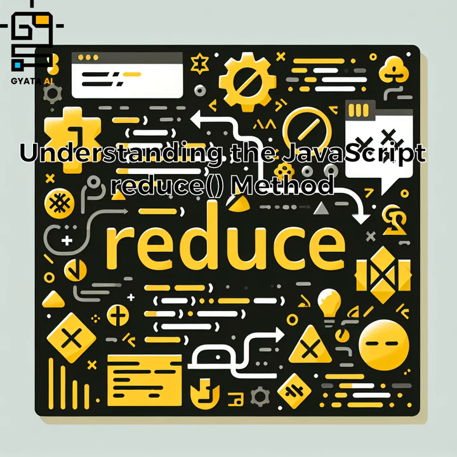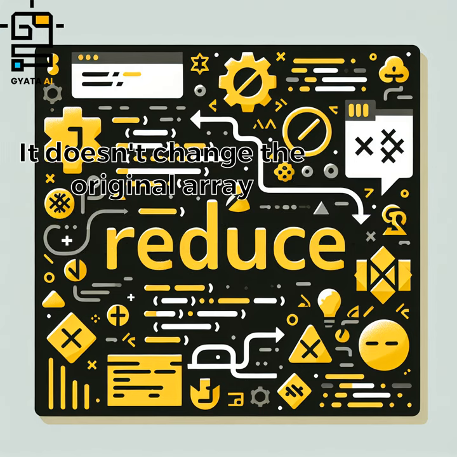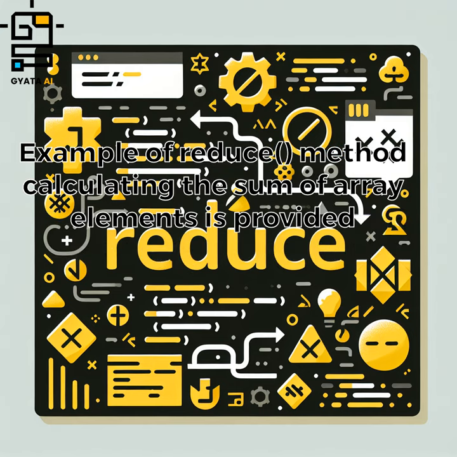Understanding the JavaScript reduce method. The reduce method processes an array's elements using a provided reducer function to return a single output value. It doesn't change the original array. An example of the reduce method calculating the sum of array elements is provided.